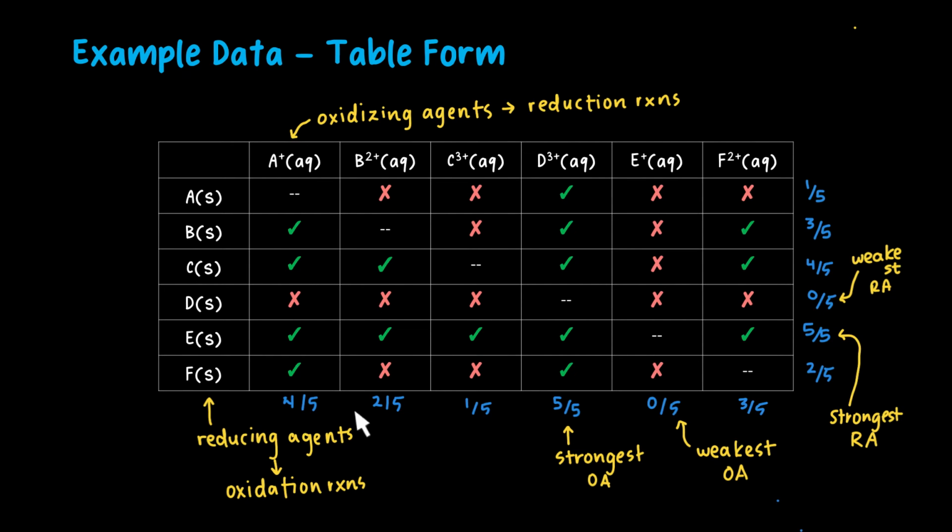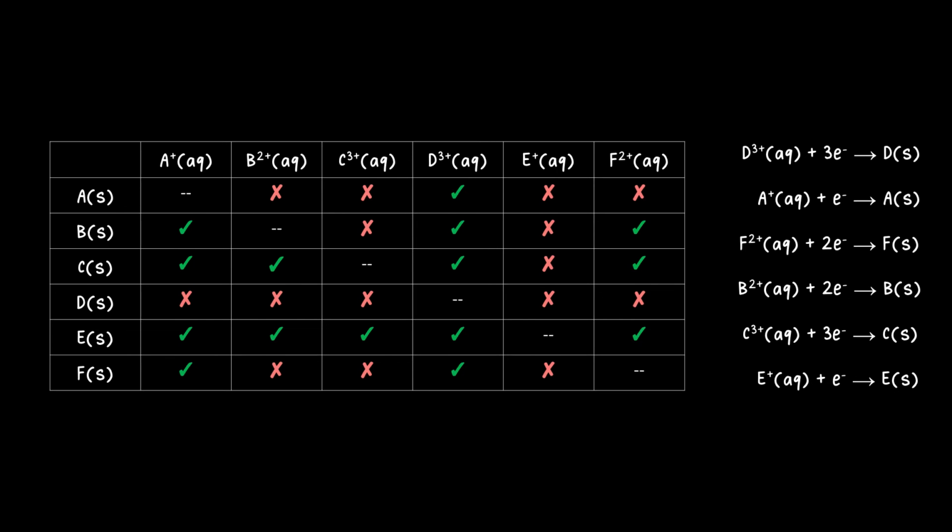So once we have these ranked, we can start to build ourselves a table. And so we see this table here, and what we see is that D3 plus had the most reactions. It is our strongest oxidizing agent, and so it's going to be in the top left. Strongest oxidizing agent, it's the top left of this table. The fewest reactions was E plus. It's at the bottom of the table as the weakest oxidizing agent.